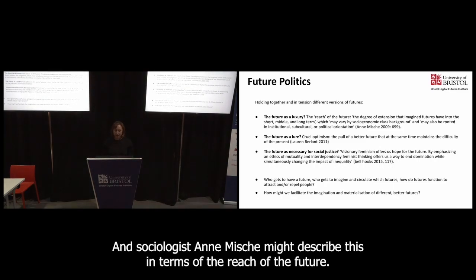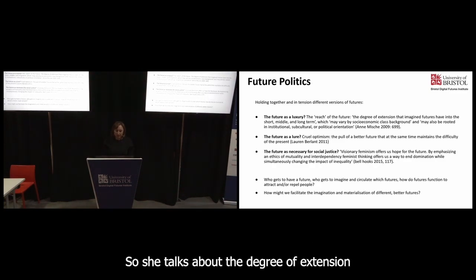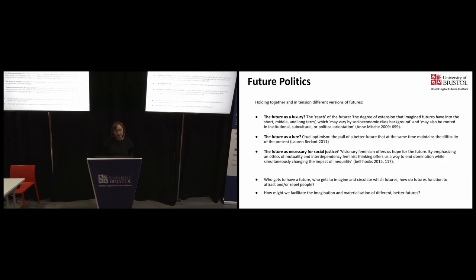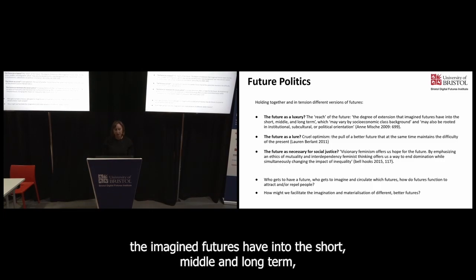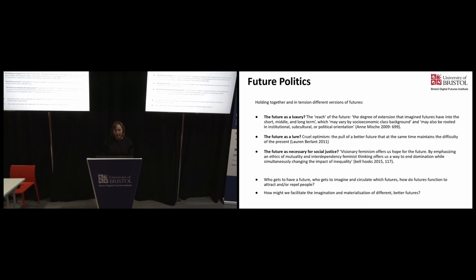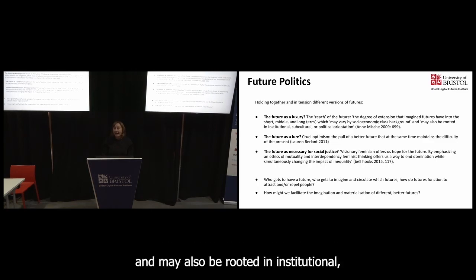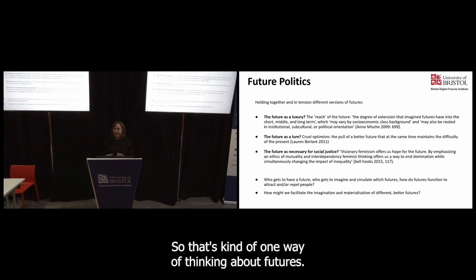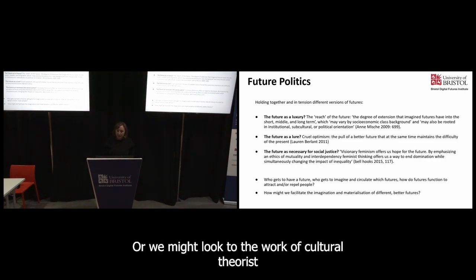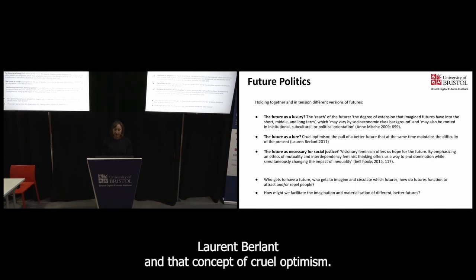Sociologist Anne Misch might describe this in terms of the reach of the future. So she talks about the degree of extension that imagined futures have into the short, middle and long term, which may vary by socioeconomic class, background, and may also be rooted in institutional, subcultural or political orientation. So that's one way of thinking about futures. Or we might look to the work of cultural theorist Lauren Berlant and their concept of cruel optimism.